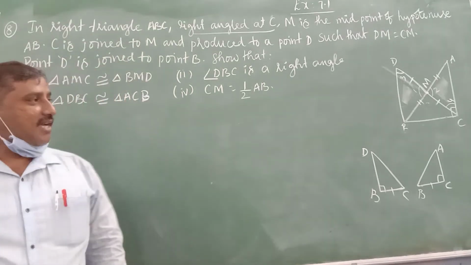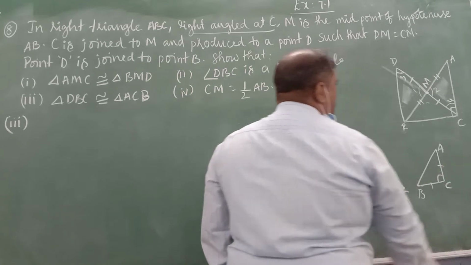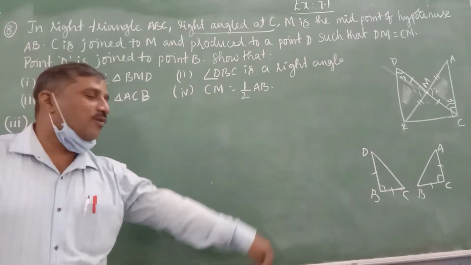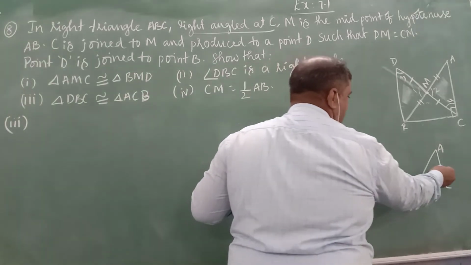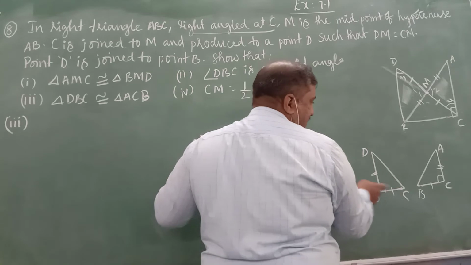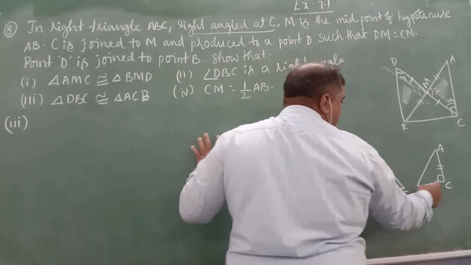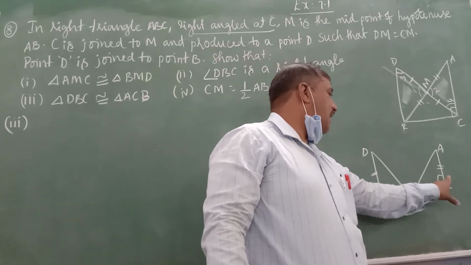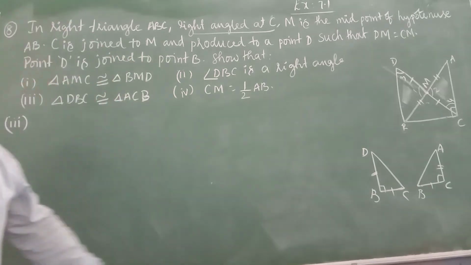Am I right? Then what about these two sides? BD and AC we have proved. From this triangle, by CPCT we have proved BD is equal to AC. Now these two sides are equal. That is, BD is equal to CA, BC is equal to BC, and angle B is equal to angle C. By SAS congruency, the two triangles are congruent triangles.